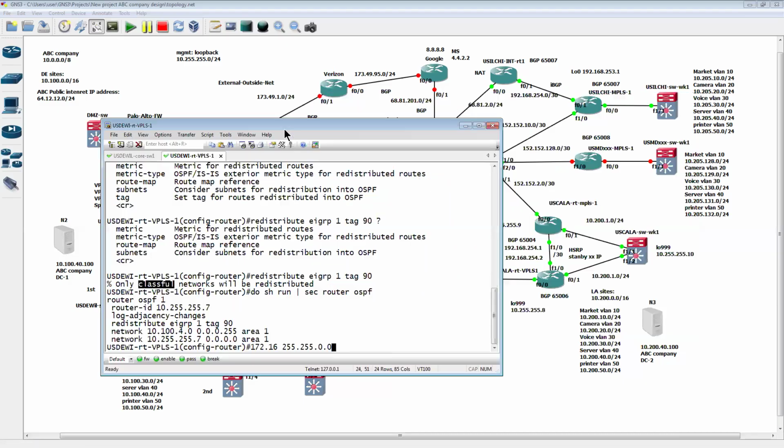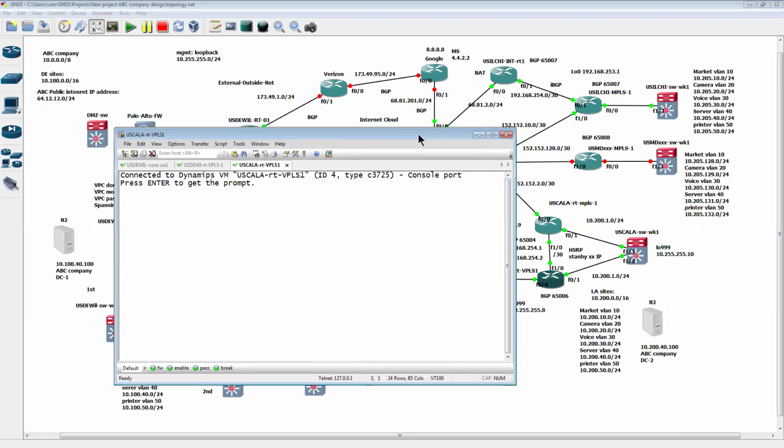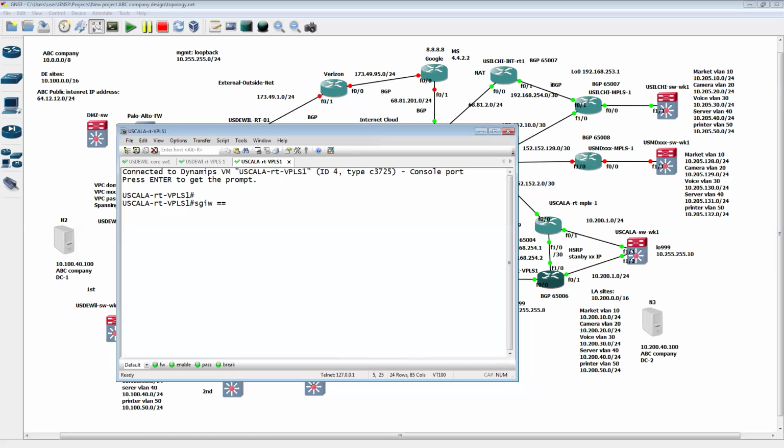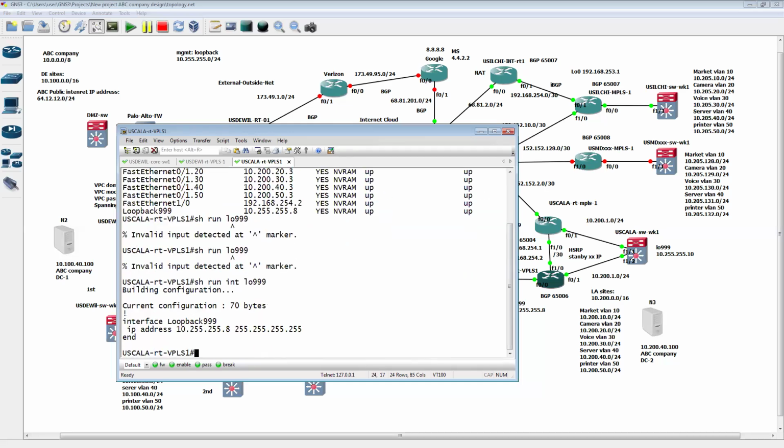But then look at this. If we go back to this router again, and show IP interface brief, then show run interface loopback 99, you see that here we're using /32, which is 255.255.255.255. So this could be the issue, because this one is not default.